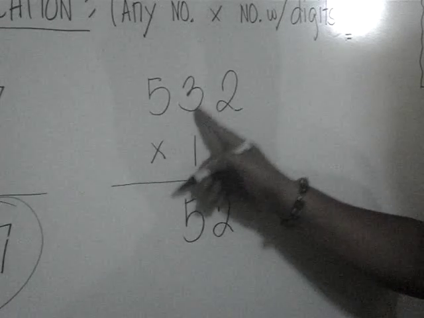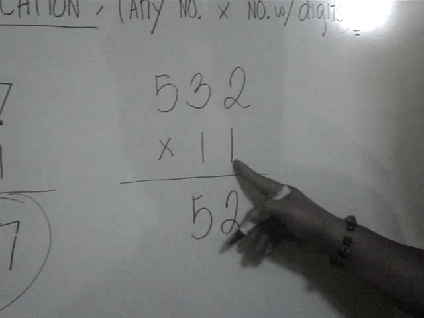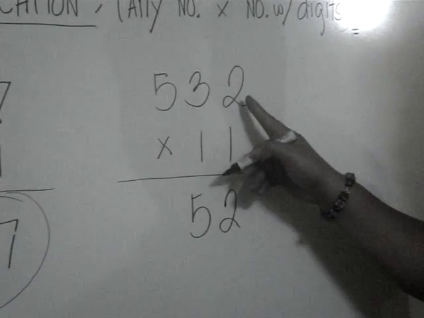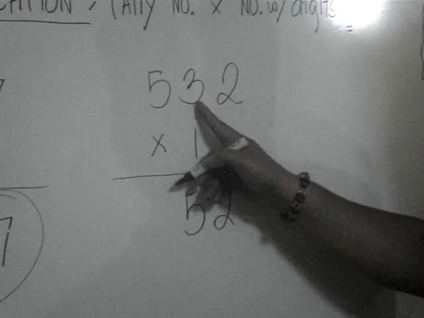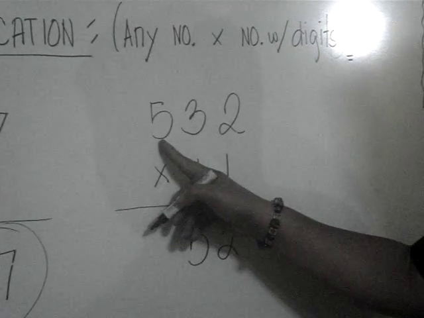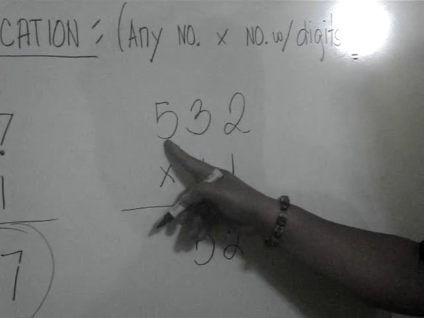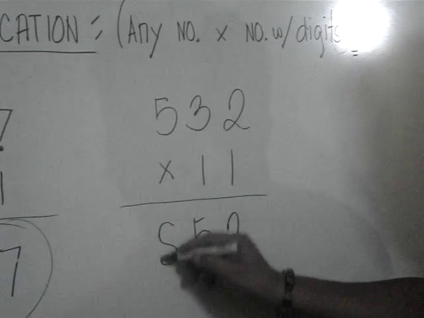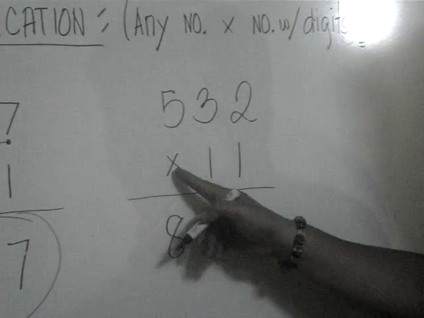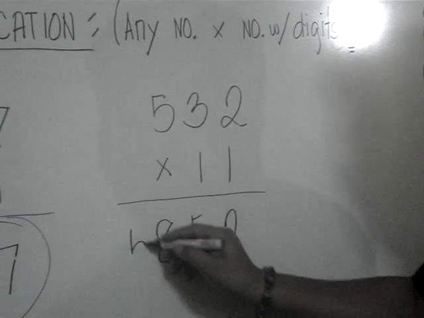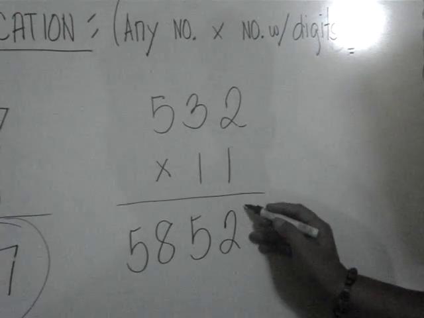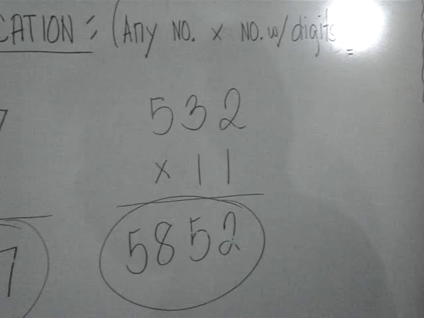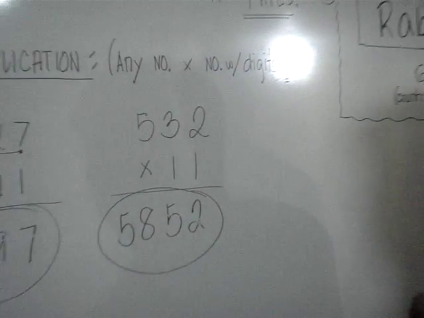And then you cannot continue to 3 because there are only 2 here. So after these 2, you need another one here. Then 3 plus 5 will give you 8. Then after this, you have this 5 remaining here. Therefore, the answer is 5,852.